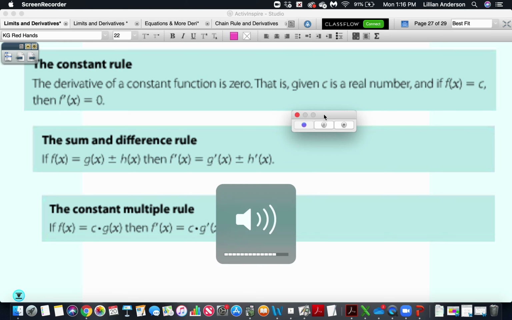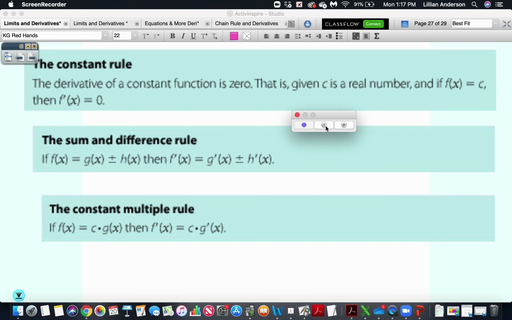Continuation of the first video, we are just going to be going over some more rules. They are pretty basic, pretty straightforward, some rules that deal with derivatives. So they are the constant rule, the sum and difference rule, and the constant multiple rule. At this point, you've already learned about the power rule and how it functions. These rules come along with that.